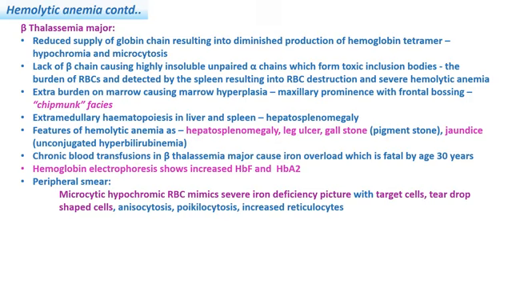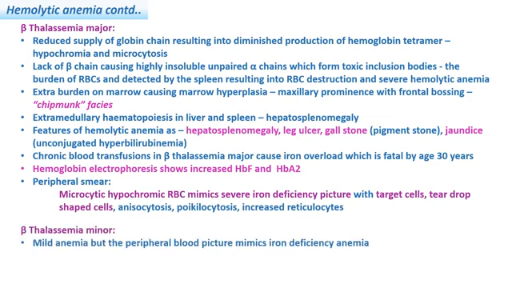Hemoglobin electrophoresis show increased fetal hemoglobin and hemoglobin A2. Peripheral smear showing microcytic hypochromic RBC mimics severe iron deficiency picture with target cell, teardrop cell, anisocytosis, poikilocytosis, and increased reticulocyte. Beta thalassemia minor shows mild anemia, but the peripheral blood picture mimics iron deficiency anemia.